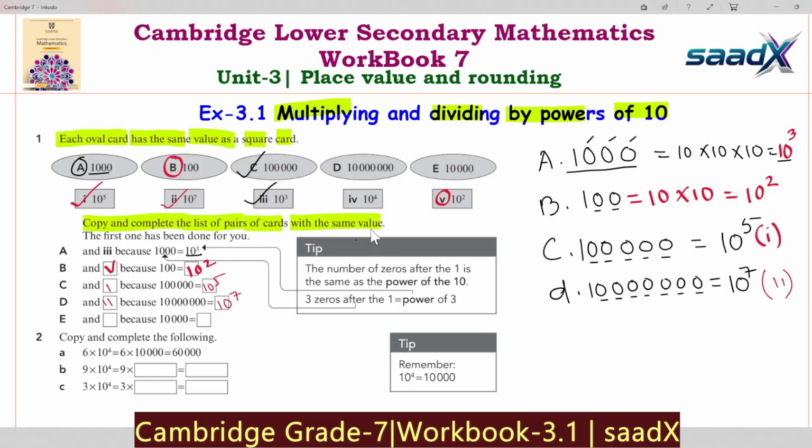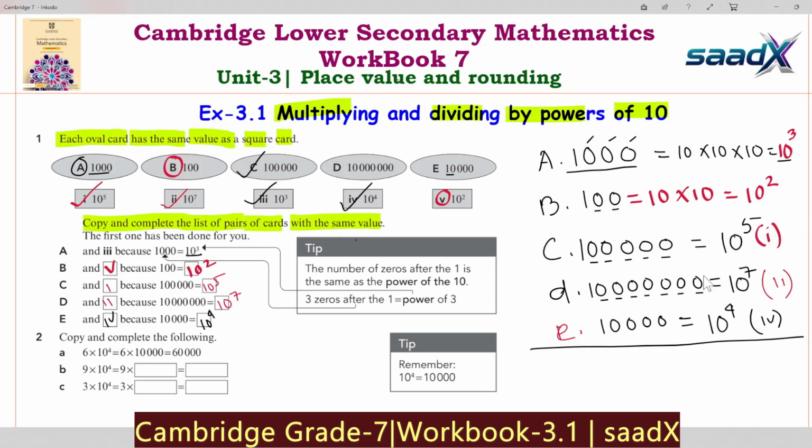Okay. And finally E. Here E is 1 0, then 1 2 3 4 zeros, so it will be 10 to the power 4. Where is 10 to the power 4? Number 4. Here number 4 will be 10 to the power 4. So we can write number 4 because it is 10 to the power 4. I am writing on both sides; this is looking bigger, it will help you.